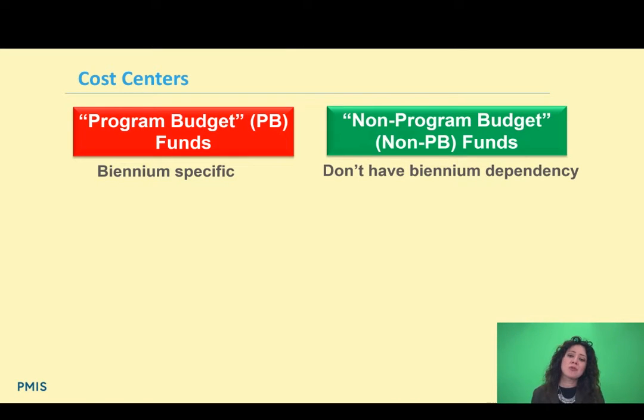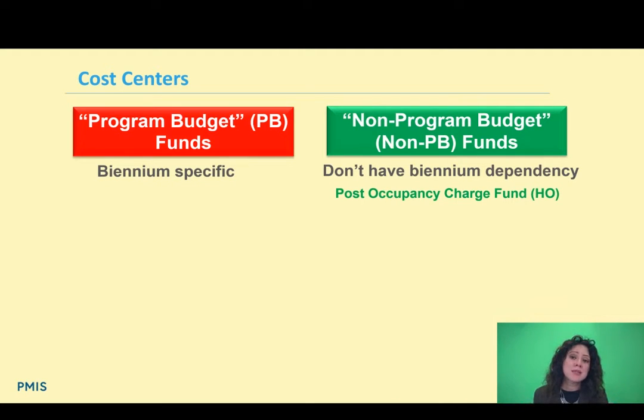When we talk about the non-program budget, those that don't have biennium dependency, it means that you don't have to take any action. Those existing documents with this type of funds will remain, and it's fine. They will cross biennium, and you don't have to take any further actions.